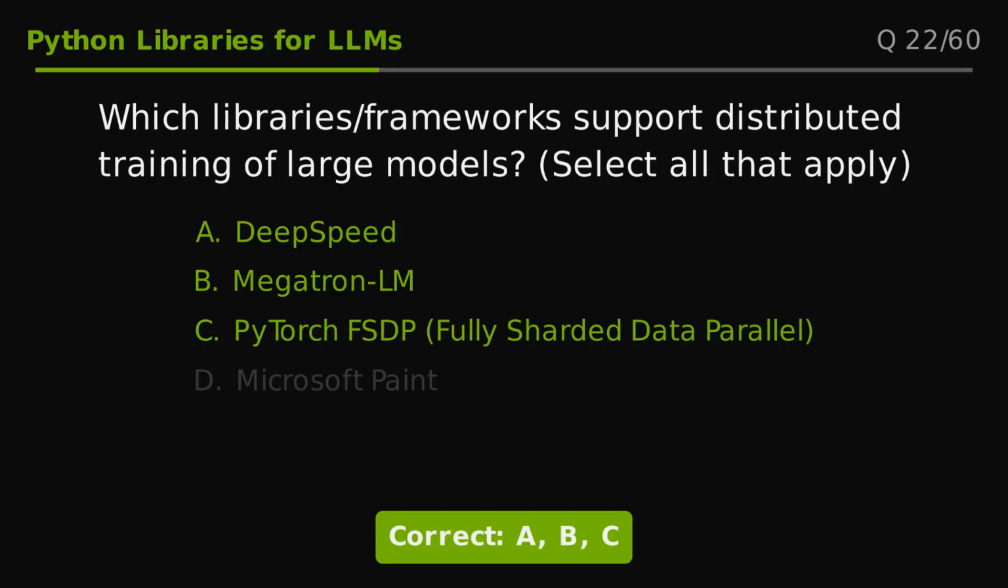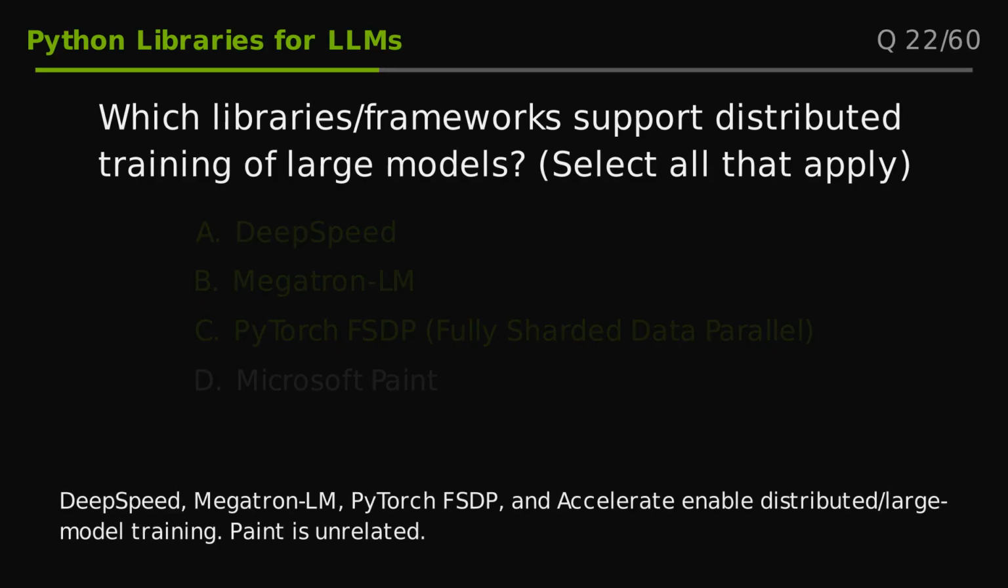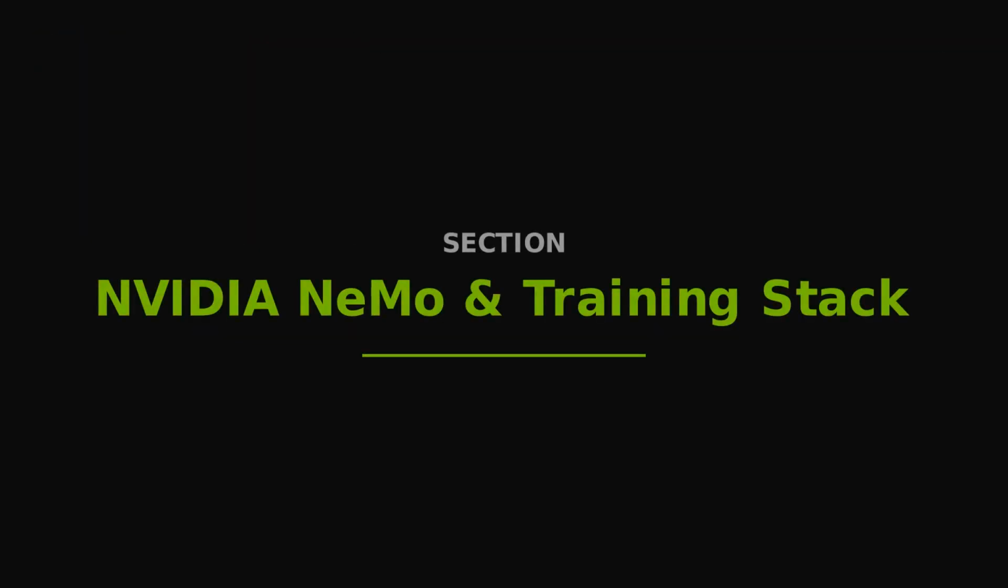The correct answers are 1, 2, and 3. DeepSpeed, Megatron, PyTorch and Accelerate enable distributed large model training. Paint is unrelated. Next section, NeMo and training stack.